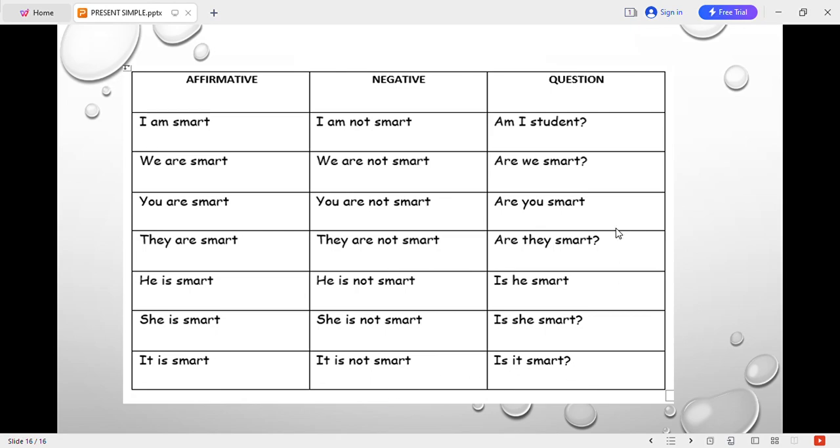Okay, that's our study of the present simple tense. Hopefully you understand this present simple tense, and this video can help you improve your knowledge about present simple.